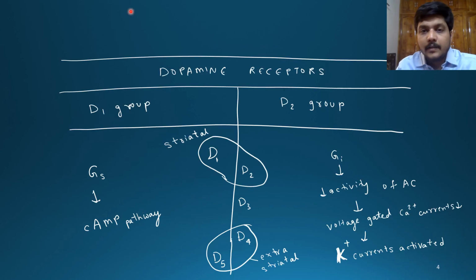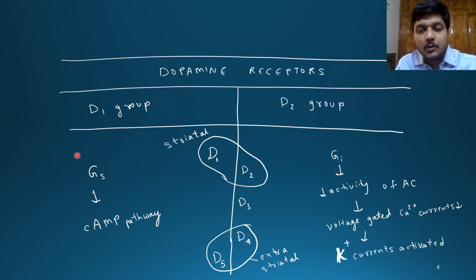Coming to the dopamine receptors in Parkinson disease, first we should learn about the dopamine receptors. There are 5 types: 1, 2, 3, 4, 5. Of these, dopamine 1 receptor and dopamine 2 receptor are present in the striatum. Dopamine 4 receptor and dopamine 5 receptor are present mainly in the extrastriatum. Based on the functioning of the dopamine receptors, we classify them into two groups: group 1 is the D1 group, group 2 is the D2 group.